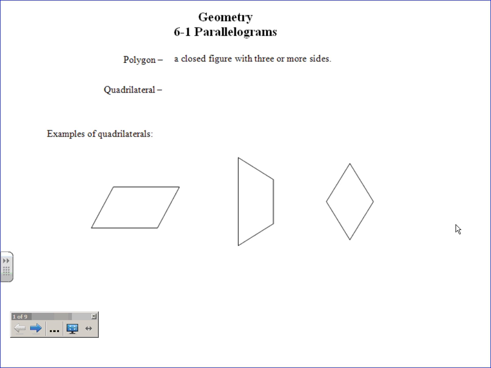Is a quadrilateral a type of polygon? What do you think? Should a quadrilateral be a closed figure with segments? It should, right? And what's the only criteria that we have to add then? 4 sides. Very good. Okay. So a 4-sided polygon.